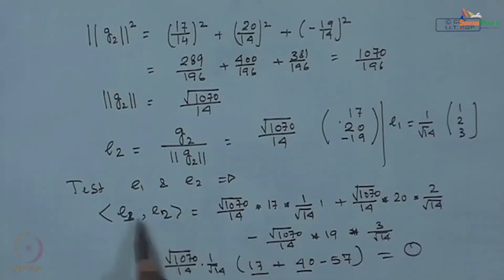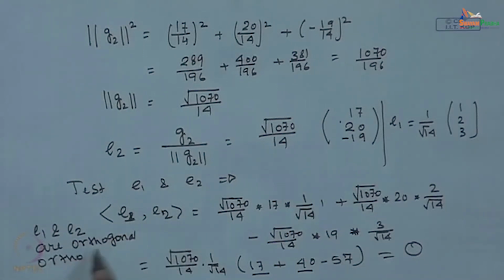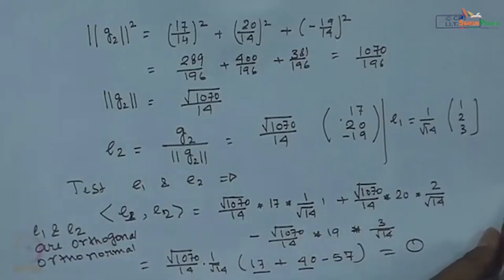So, the inner product between E1 and E2 becomes 0, that means E1 and E2 are orthogonal, and since each of them is normalized, they are orthonormal as well. Therefore, these two vectors E1 and E2 are the first two members of my target set E.